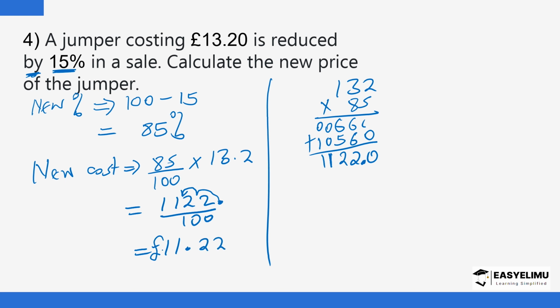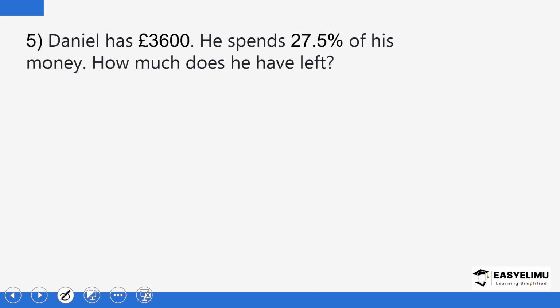And of course, this unit is given in terms of pounds. So that is how you're able to get the new value. See, when you reduce the old value by 15%, you end up with a new value of 11.22 pounds. So again, we have Daniel has 3,600 pounds. He spends 27.5% of this money. How much does he have left?